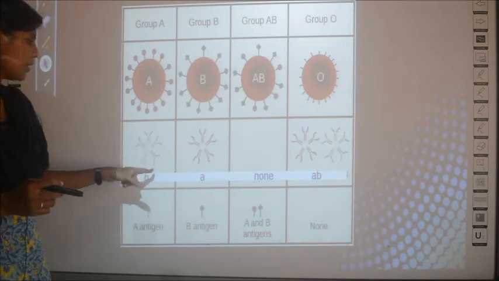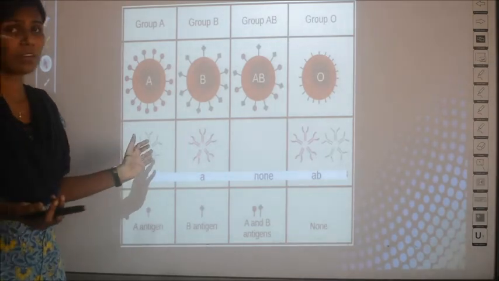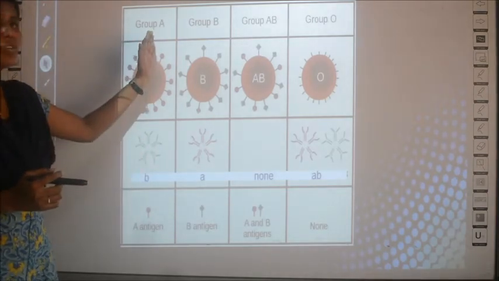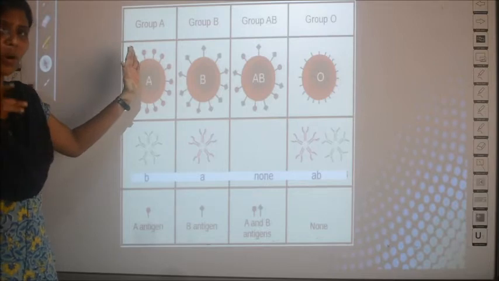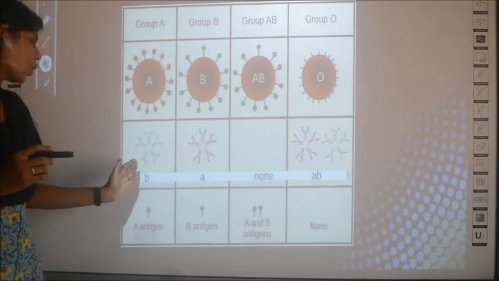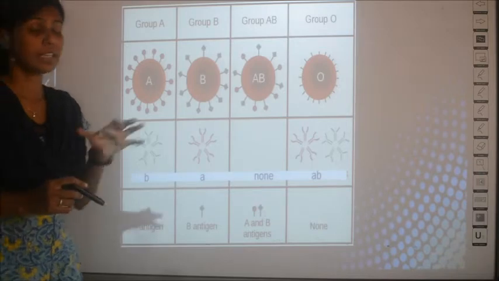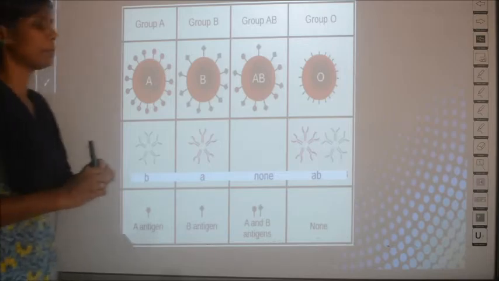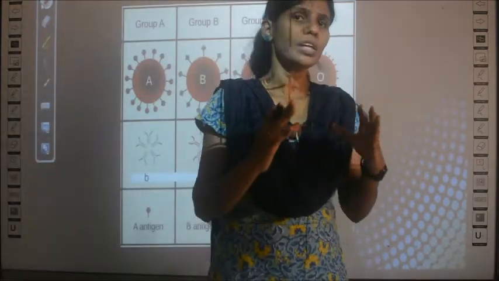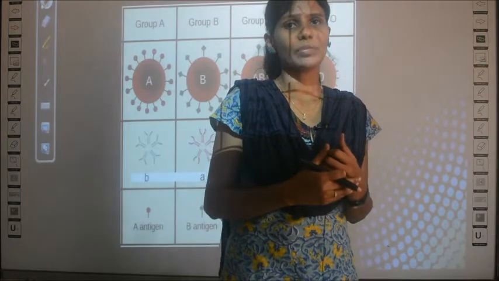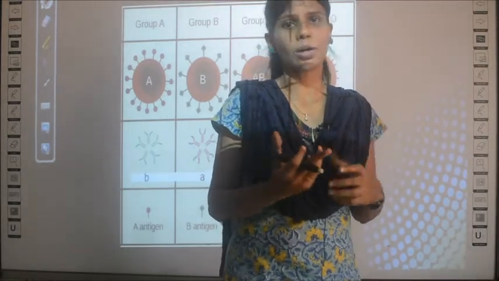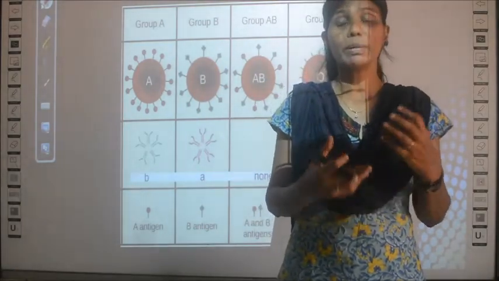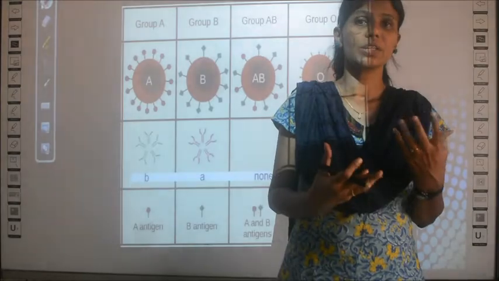Antibody B, where will antibody B be present? In the plasma of the blood. So, an A blood group person will have antigen A on the RBC cell and antibody B in the plasma. Okay. This one concept you have to remember: antigen and antibody should never interact together. If it interacts, the blood will clot. Your blood should remain in fluid form inside the body, no? If the blood clots inside your body, you will die.